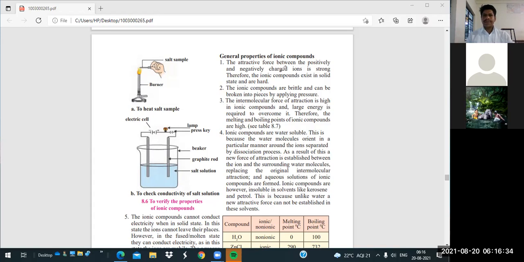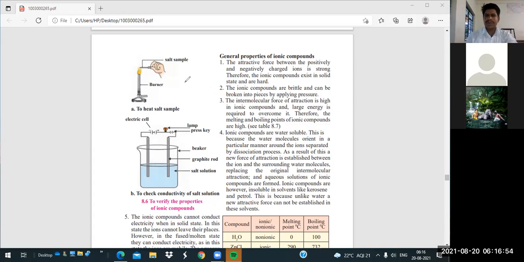Then ionic compounds are brittle, they can be broken into pieces by applying pressure. You know what brittle means? It can easily convert into many pieces. So when ionic compounds are brittle, we can divide them into many pieces by applying force.